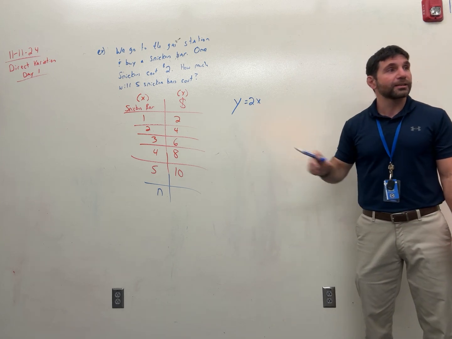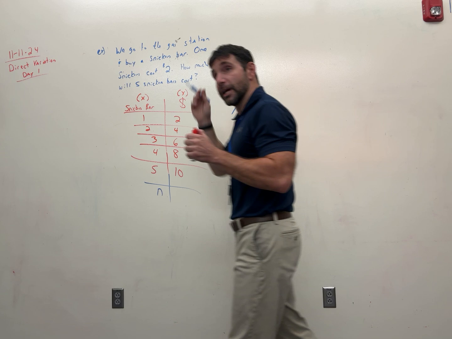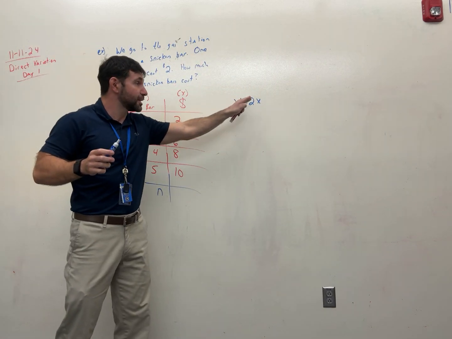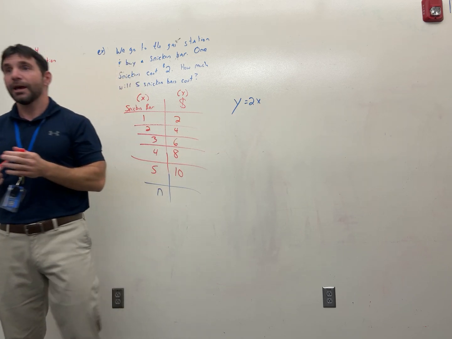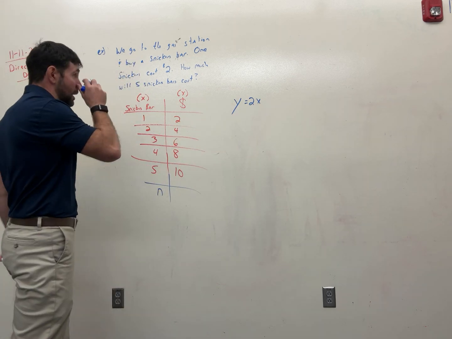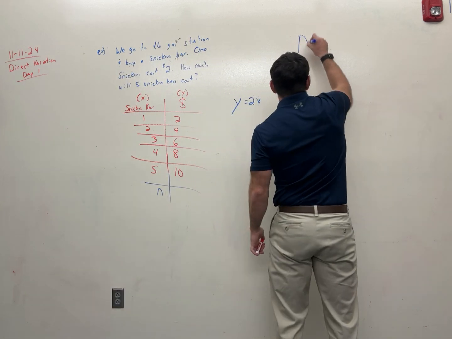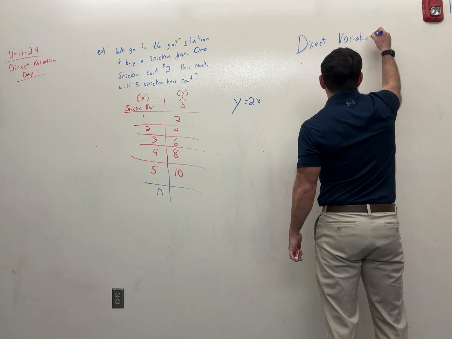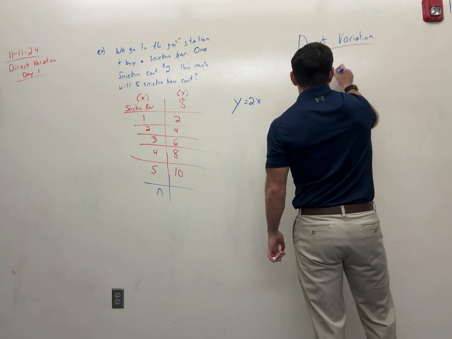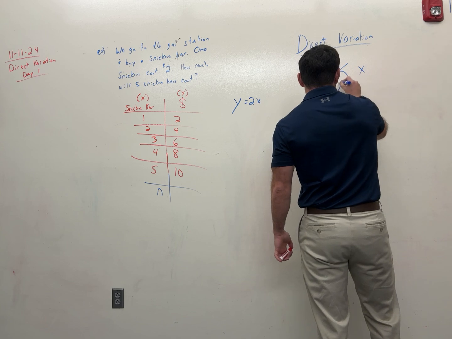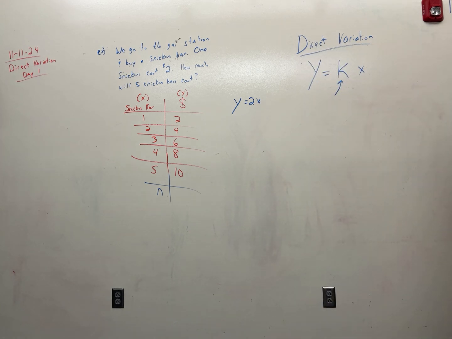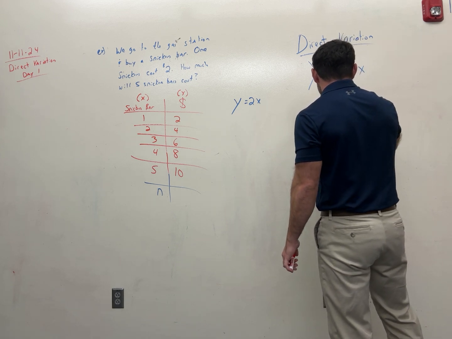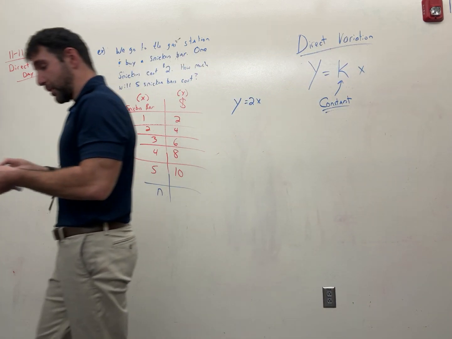This is direct variation. Direct variation is in the form of y equals k x, where this number is called k. Direct variation. So now we're going to want to write this down. k is the constant, and that is the most important thing.